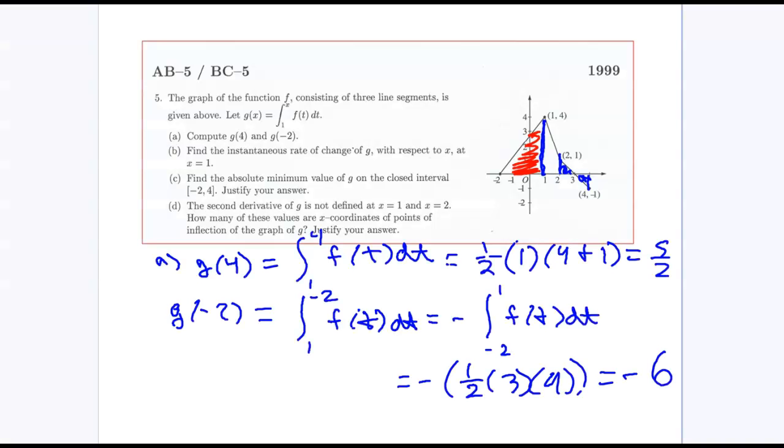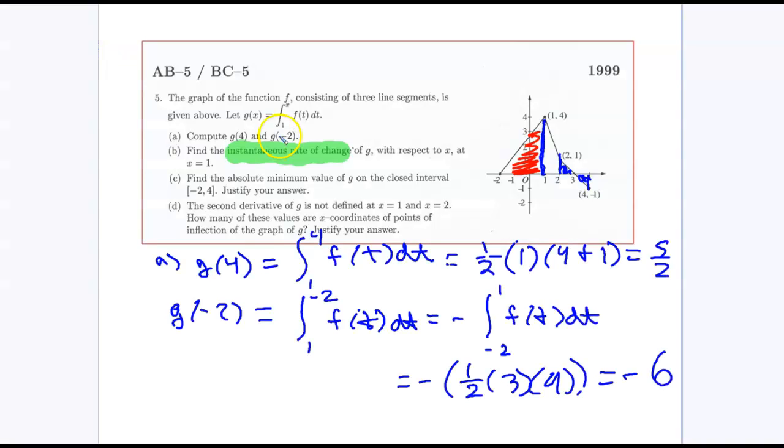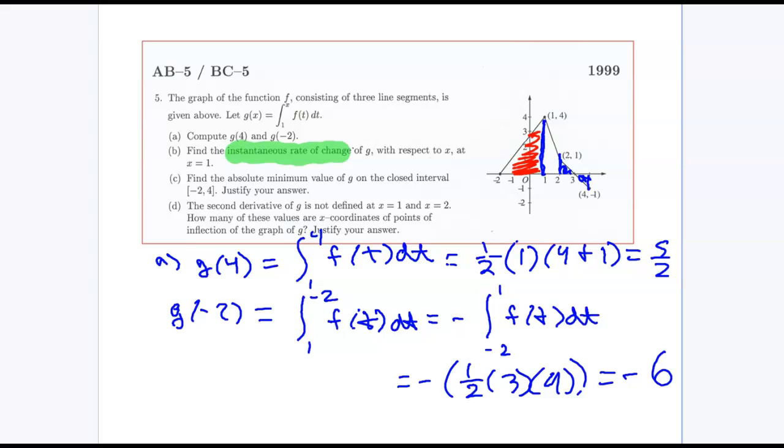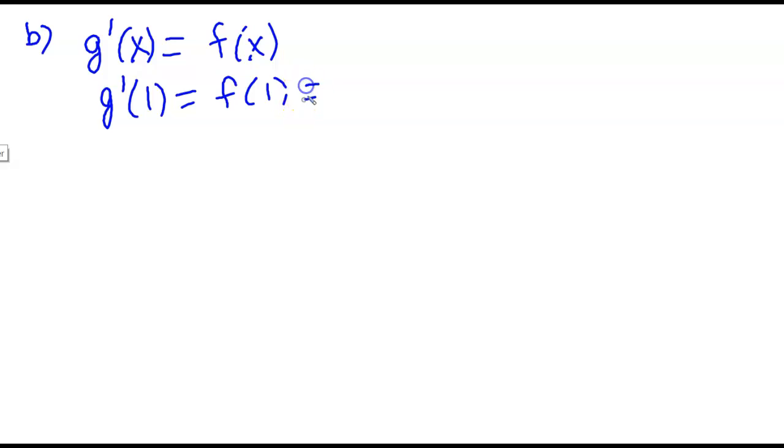In part B of this question, we are asked to find the instantaneous rate of change of g with respect to x at x equals 1. Instantaneous rate of change just means the derivative of g. So now I'm taking the derivative of a function defined as an integral. The derivative of this integral, because it's going from a constant to x, I just drop the x in place of the t. Now they want us to evaluate this when x is 1. This is the graph of f, which is really the graph of g prime. So at 1, that value is 4.